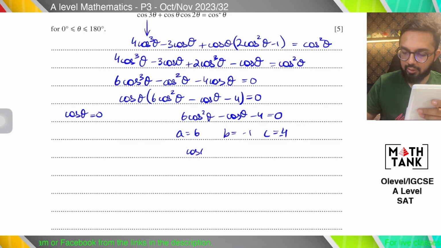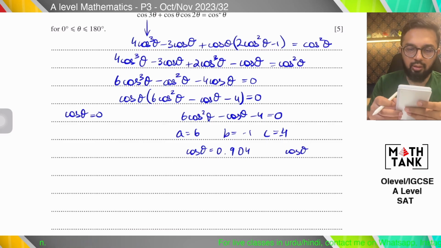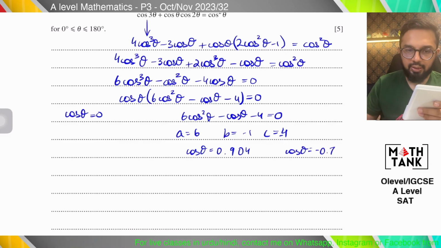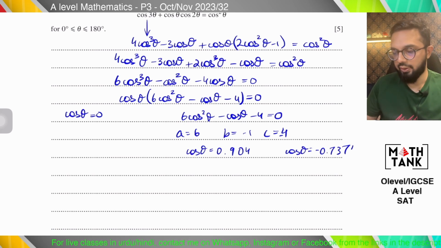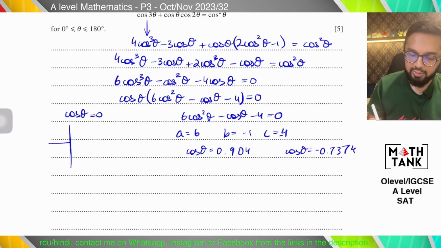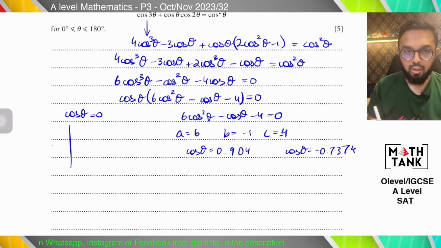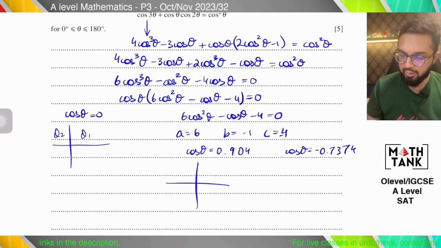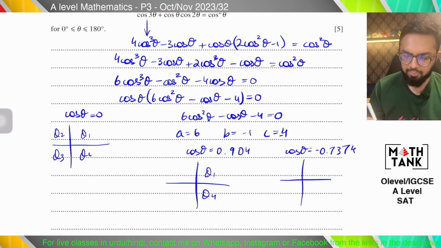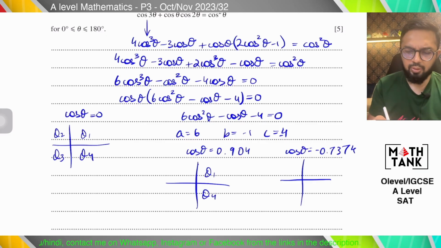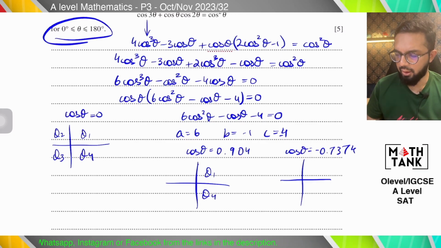I'm getting cos theta equals 0.904 and minus 0.7374. When cos theta is 0, it's in all four quadrants, so I write it in quadrant 1 and also in quadrant 2. When it's just the positive ones, it's quadrant 1 and quadrant 4. Why have I written in quadrant? It should technically be in all four, but I've just written the first two because the domain is 0 to 180. Then this should be quadrant 2 and quadrant 3.